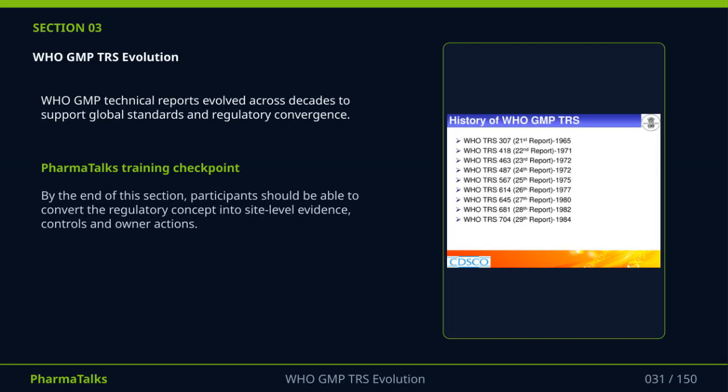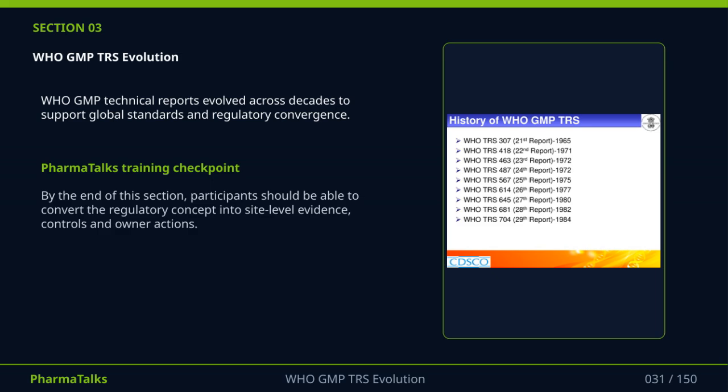In this section, we're focusing on the evolution of the WHO GMP Technical Report Series. Over the decades, these reports have developed to support global standards and promote regulatory convergence across countries. This evolution helps ensure consistent quality and safety in pharmaceutical manufacturing worldwide.